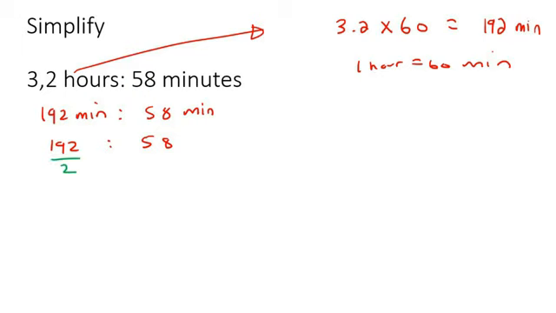Okay, now the number 2 can go into both. So, what is 192 divided by 2? Calculator, 96, and then 29. Now what number can go into both of those? There is actually no number that can fit into 96 and 29. And so that would be the final answer for that one.